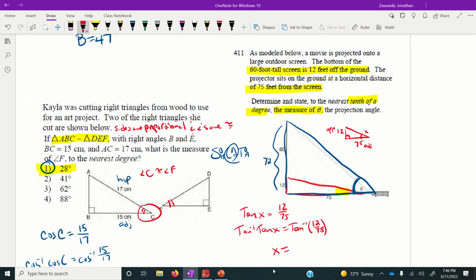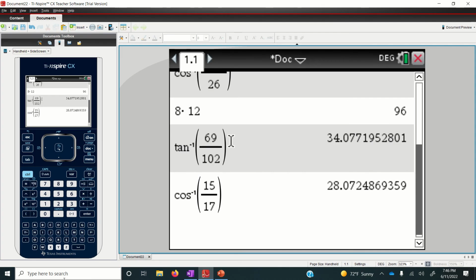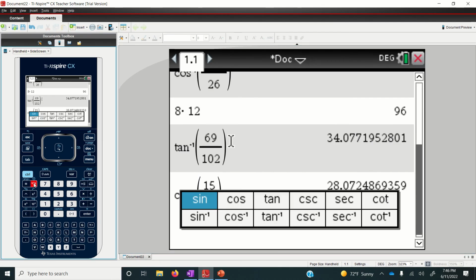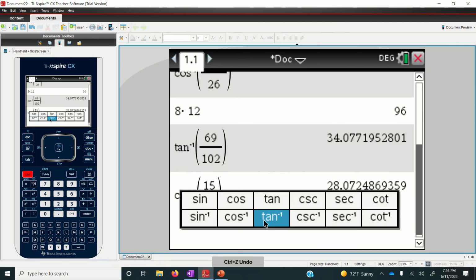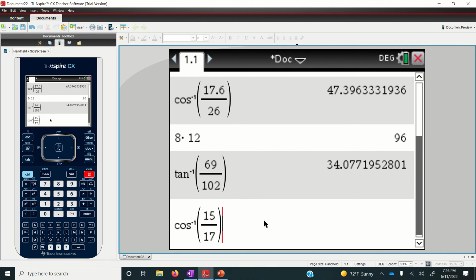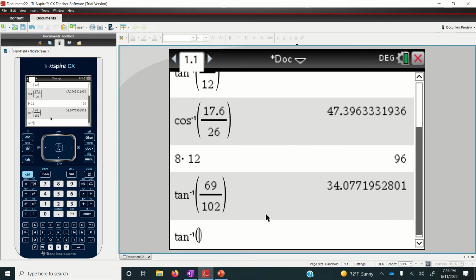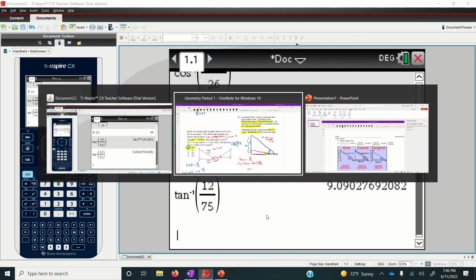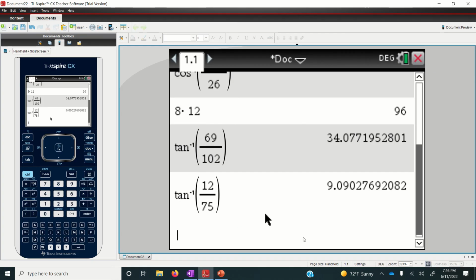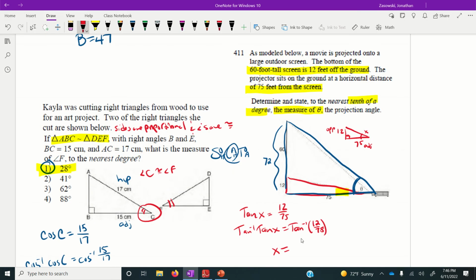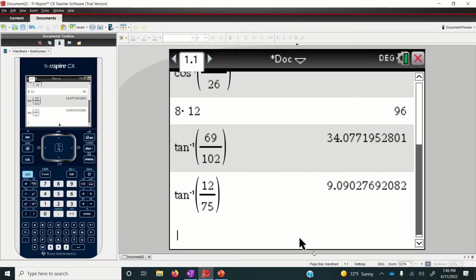And so x is going to equal, we go to trig, we pick tangent inverse, 12. Oh, we didn't pick tangent inverse apparently. We need to clear this. I think we hit undo by accident. Tangent inverse, 12 over 75. And we are going to get 9.09. We'll say 9.092 or 9.09, right?